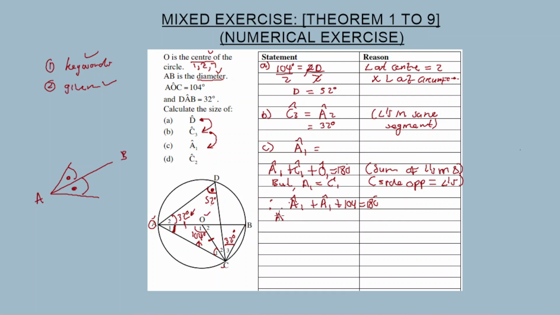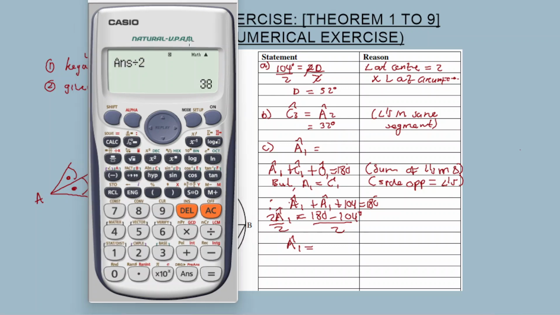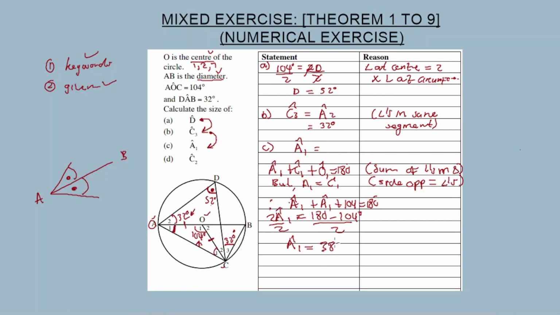Therefore, A1 plus A1 is 2A1, equal to 180 minus 104 after transposing, and then divide both sides by 2. Therefore, A1 is equal to 180 minus 104 divided by 2, which is 38. So A1 is equal to 38 degrees. That's okay. A1 is equal to 38 degrees.